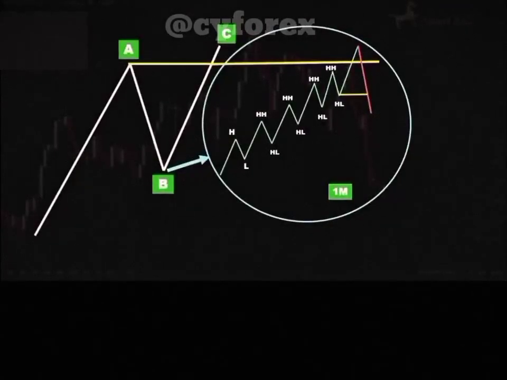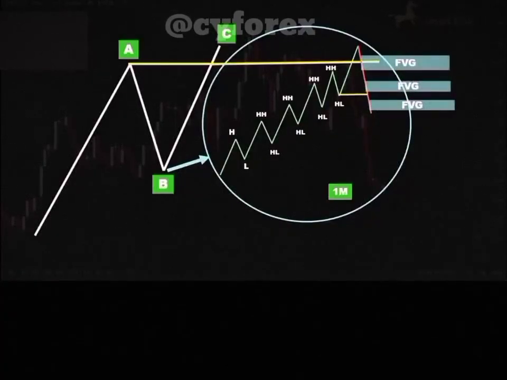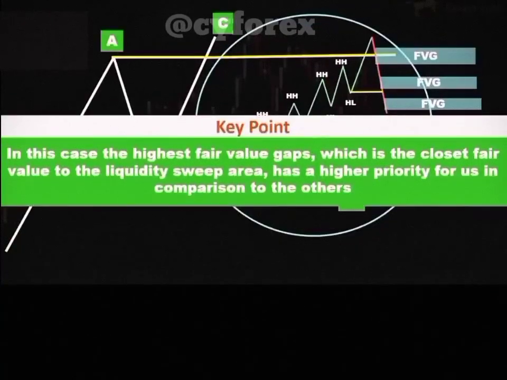As you can see, we have a valid change of character in the 1-minute time frame. So in the next step, we should spot fair value gaps near the current price. Imagine we have spotted 3 fair value gaps near the price. So the question we need to ask ourselves is, which would give us a better opportunity to trade? The key point is that the highest fair value gap, which is the closest to the liquidity sweep area, has a higher priority for us compared to the others.